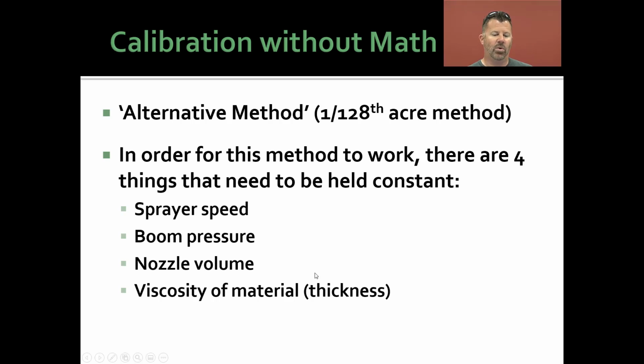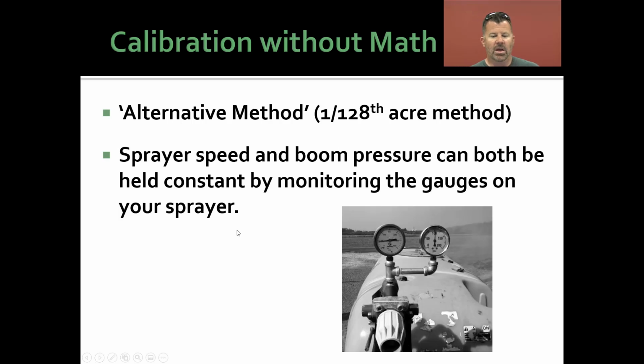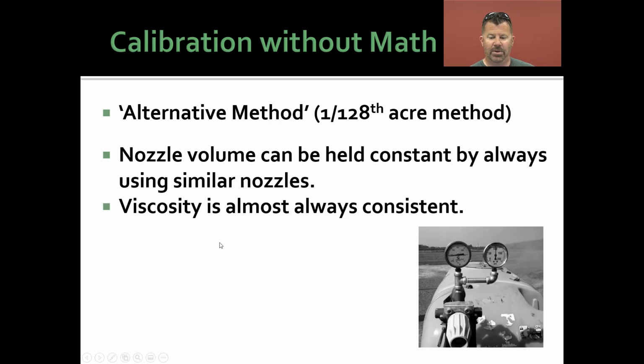In order for this method to work, there are 4 things that need to be held constant: sprayer speed, boom pressure, nozzle volume, and the viscosity, or the material thickness. Sprayer speed and boom pressure can both be held constant by monitoring the gauges on your sprayer, and you need to keep an eye on those. Nozzle volume can be held constant by always using similar nozzles, and viscosity is almost always consistent.